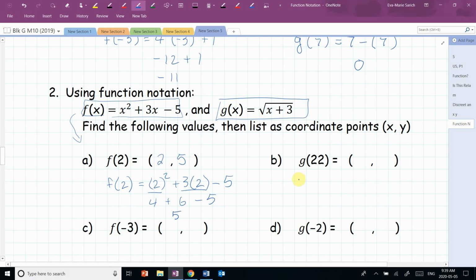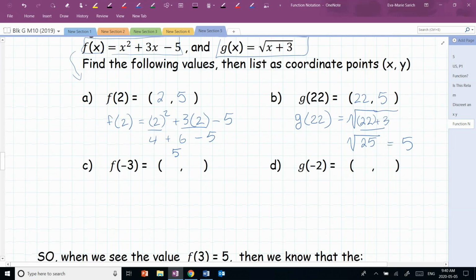So substitute in. When x is at 22, it means we're going to substitute the x with the 22. So then we're going to look at the square root of 22 plus 3 in the radical sign. Simplify in the radical sign, so 22 plus 3 gives us 25. We're taking the square root of 25, and that equals 5. So when x is at 22, y is at 5.